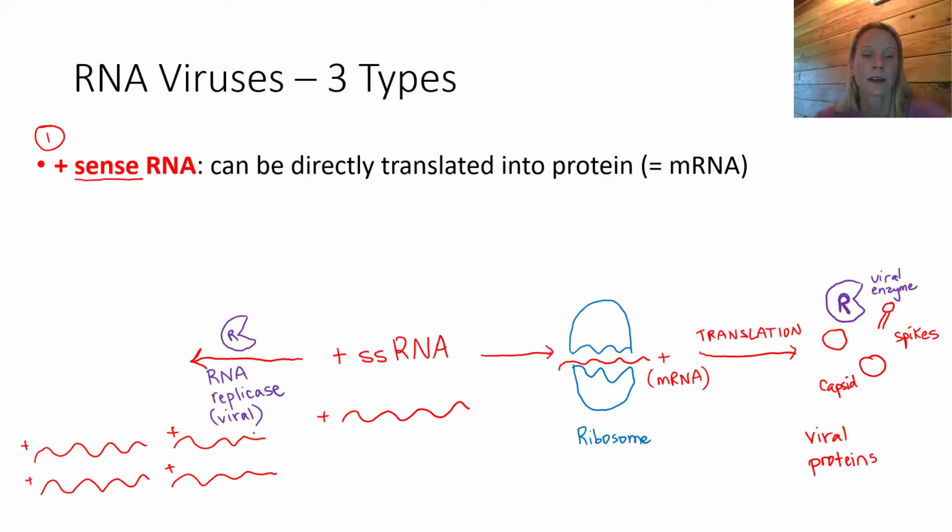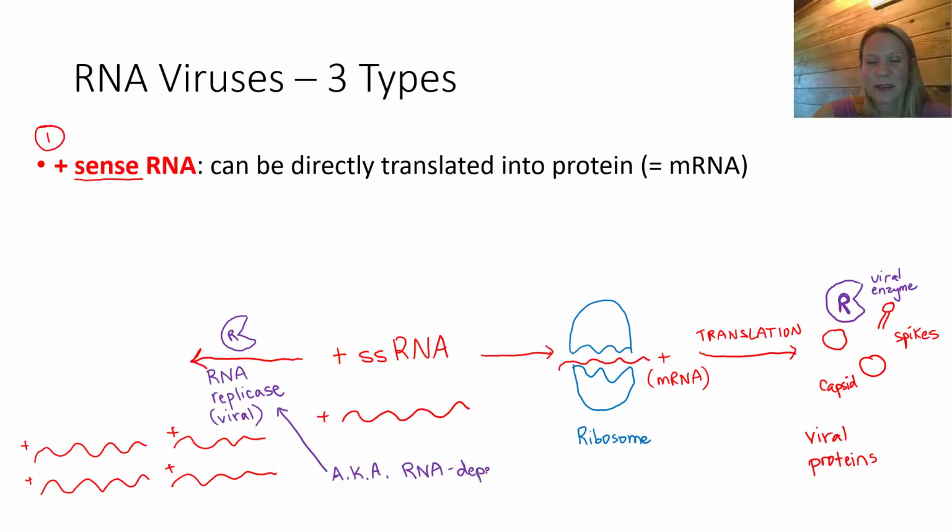Okay, so it's called RNA replicase, although it does go by another name. And just so you're aware, there is another name. So we're going to say it's also known as RNA. This is a longer name, okay? It also is known as RNA-dependent RNA polymerase, which is abbreviated RdRp.